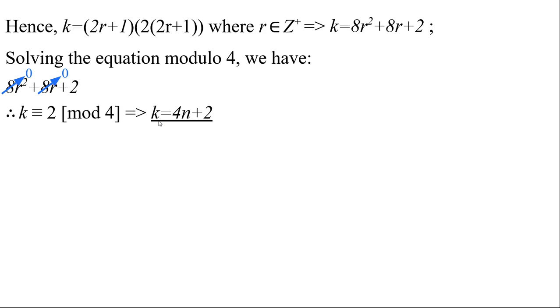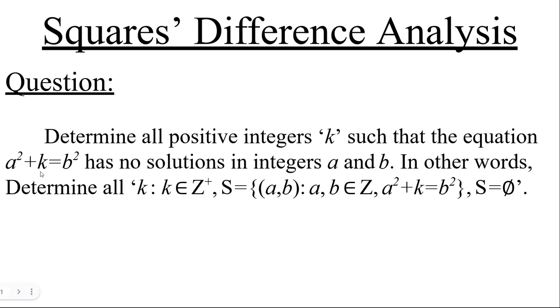So basically, any number in the form 4n plus 2, where n is a natural number, will not satisfy the equation at the start. This one. So what we can conclude here is that any positive integer in the form of 4n plus 2 satisfies this kind of equation for avoiding integer solutions.